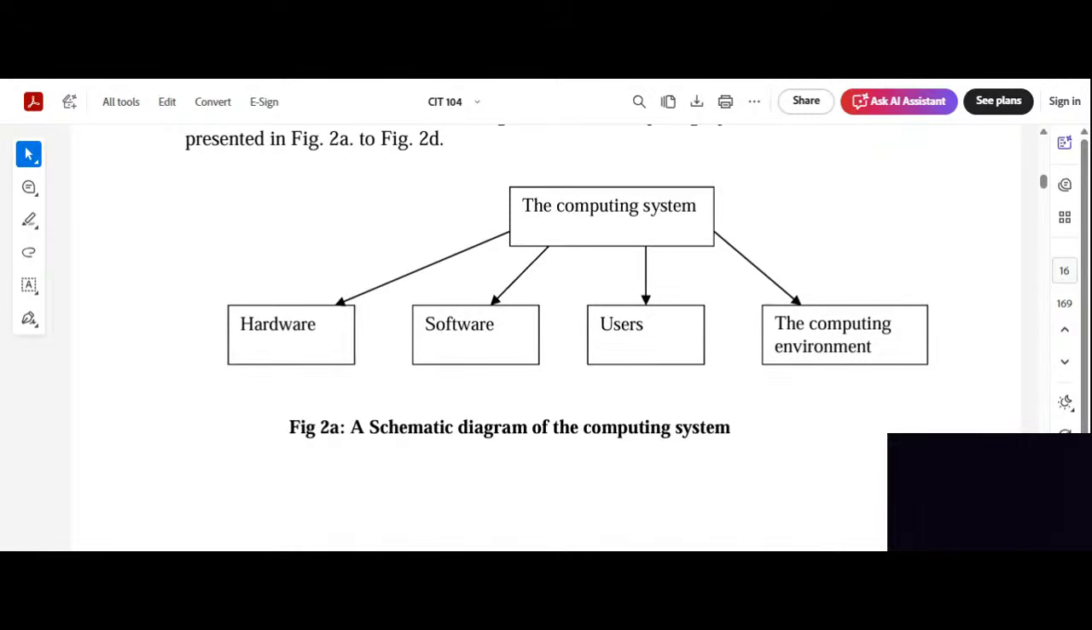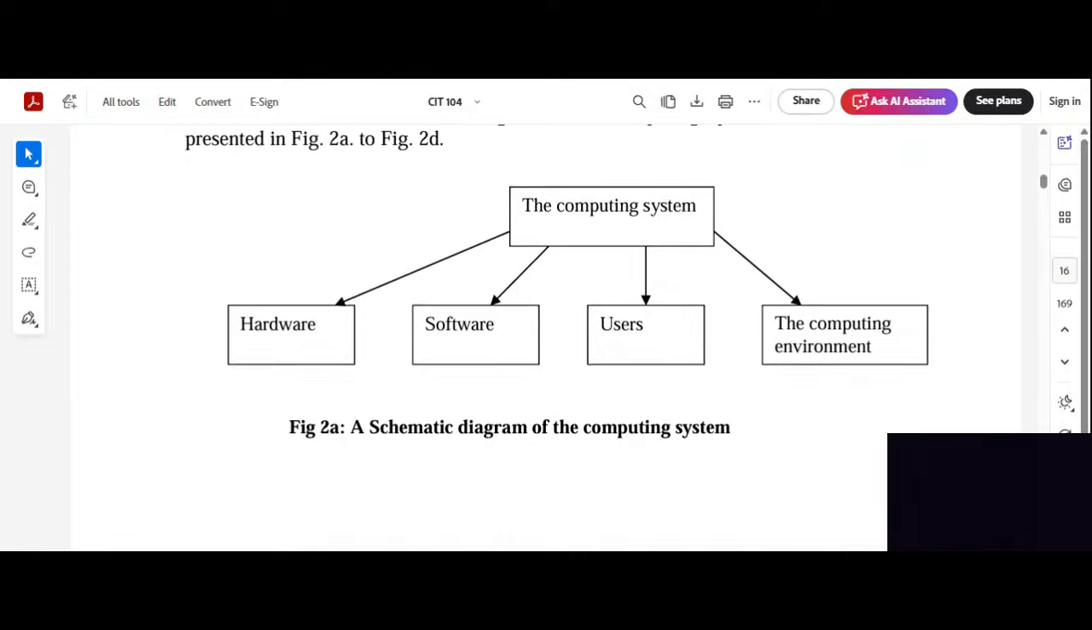The computing system on its own comprises of the following: hardware, software, the users, and then the computing environment. And if you remember what we have done in this unit, we've talked about each of them individually. We've talked about the hardware, the input, output devices, and the processing devices. If you remember, we talked about the software, the system software, the utility software, the application software. If you remember, we've talked about that too.